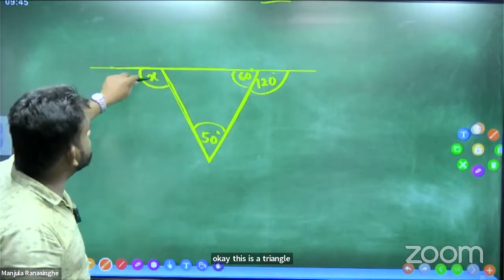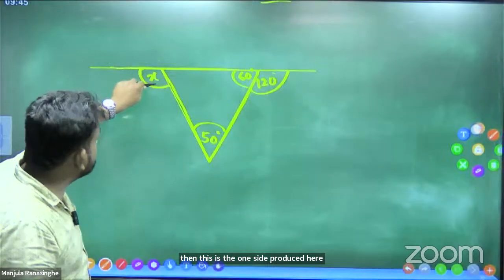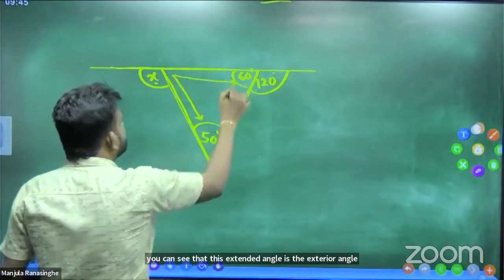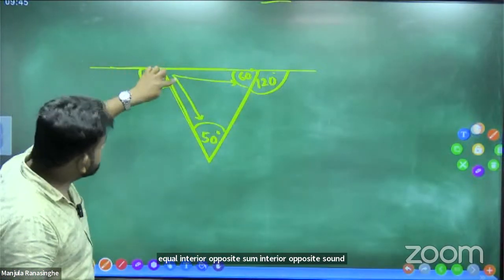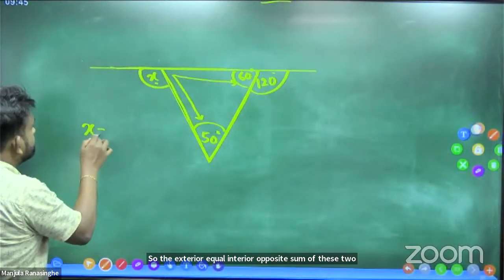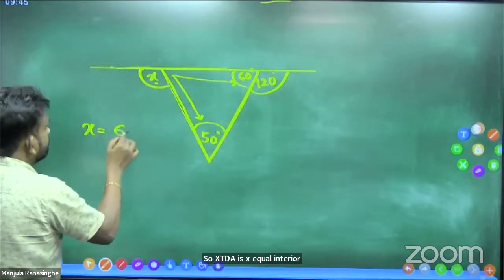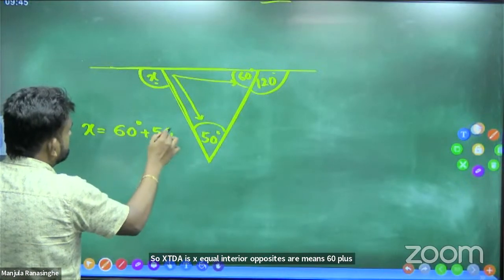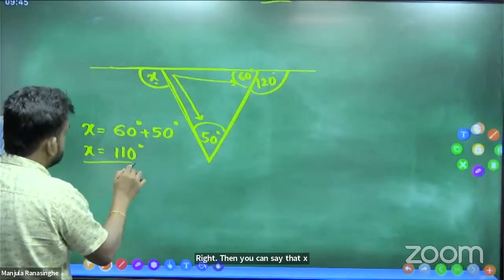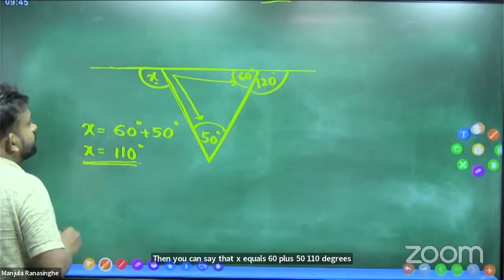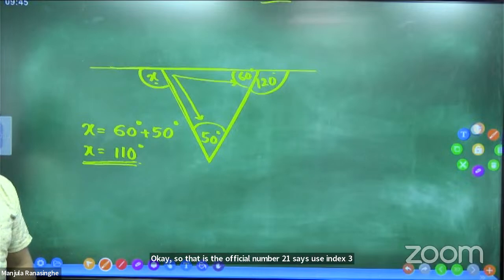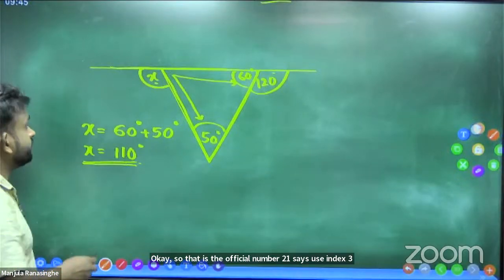Then you can see that this extended angle is the exterior angle, which equals the sum of the interior opposite angles. So the exterior angle x equals the interior opposite sum, 60 plus 50 degrees. So x equals 110 degrees. That is question number 21, using the exterior angle theorem. Then 21 is done.